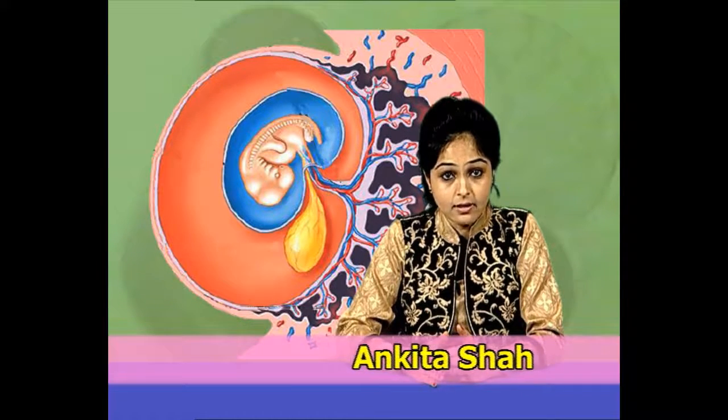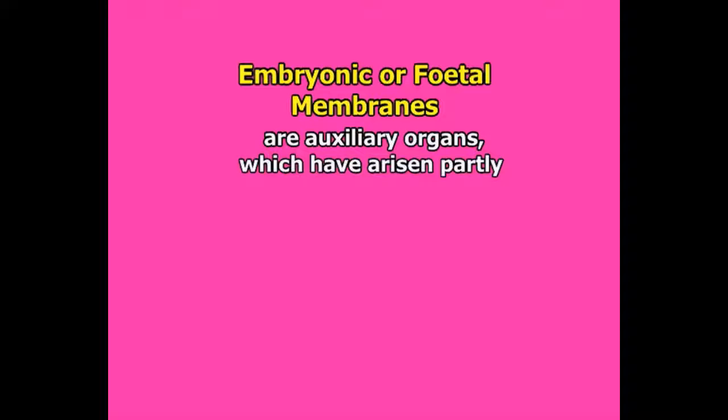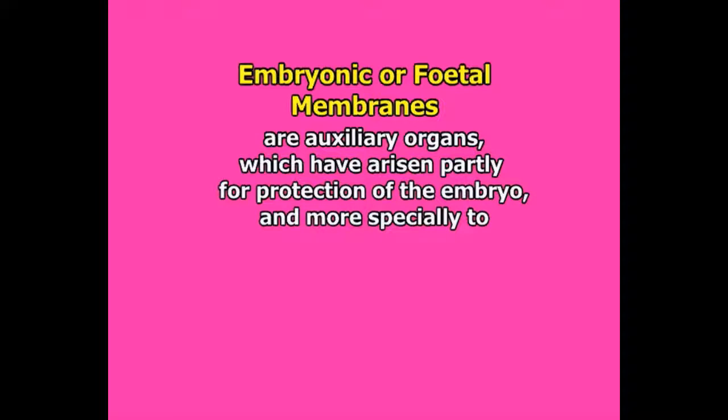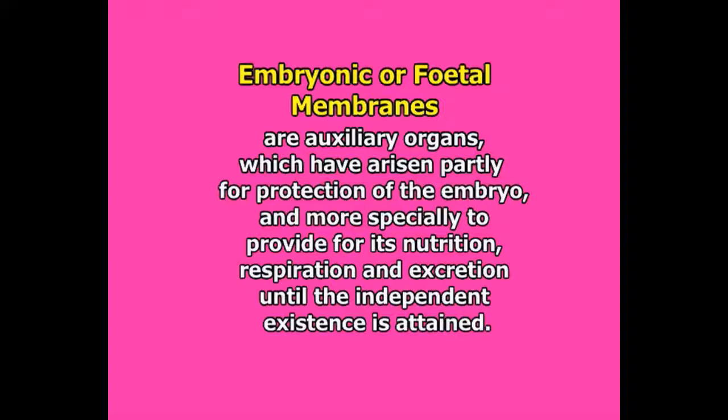In vertebrate embryonic development, only a part of the egg or the cleavage mass of cells forms the actual embryo, while other parts lying outside the embryonic territory develop into extraembryonic regions called embryonic or fetal membranes. Embryonic membranes are auxiliary organs which have arisen partly for protection of the embryo and more specially to provide for its nutrition, respiration and excretion until the independent existence is attained.